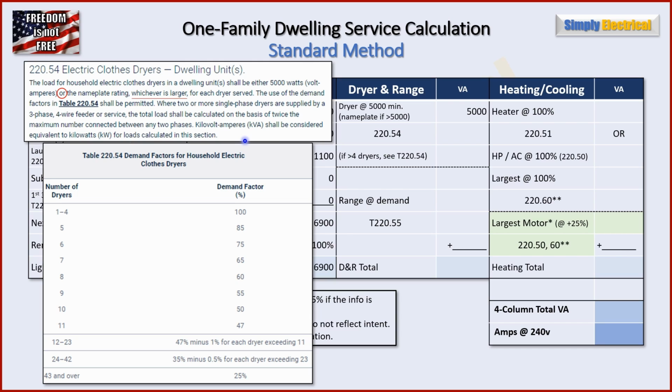Now I have a whole video just on dryer calculations, so if you need any more information, I go really deep and heavy into the calculation and everything it takes to do every type of calculation. I get into the single phase dryers on a 3-phase service and so forth. So if you want any more information on that, please check out my dryer calculation video.